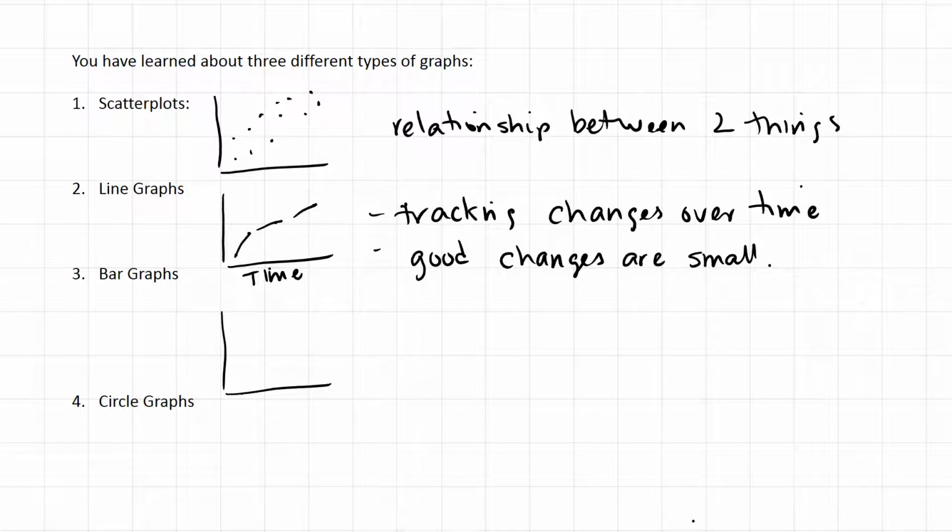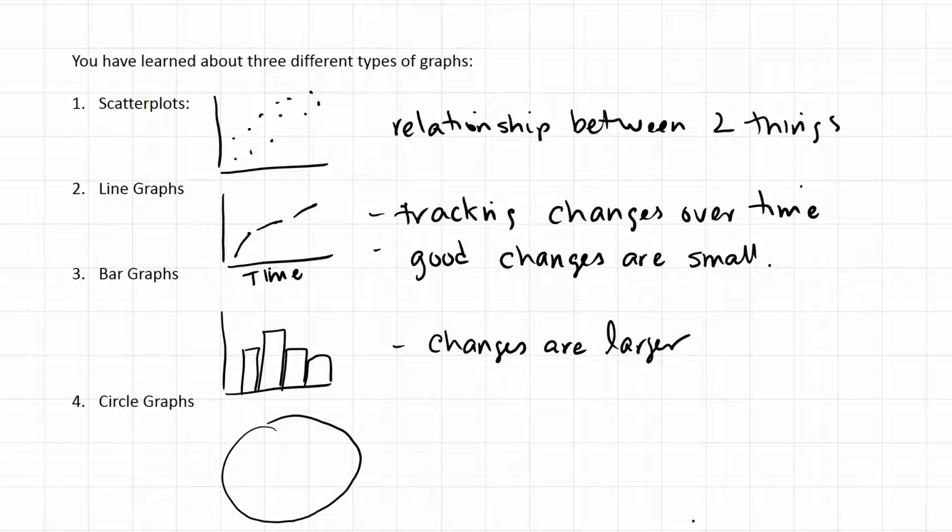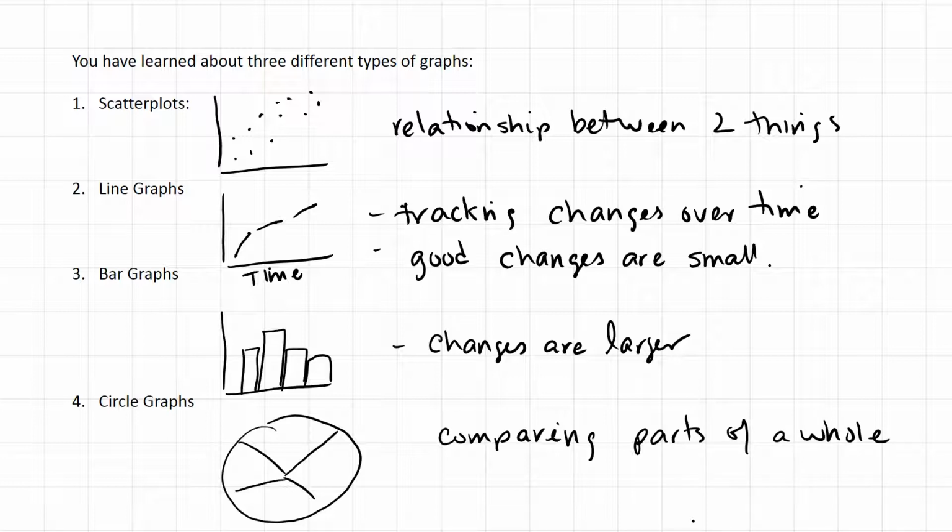Bar graphs often do the same thing. They track over time, or they look like this. And it also could change over time, but these ones are better to use when the changes are large. Circle graphs look like this, and they're when you're comparing parts of a whole. So I just wanted to put the circle graphs in context with the rest of the graphs we've already looked at.